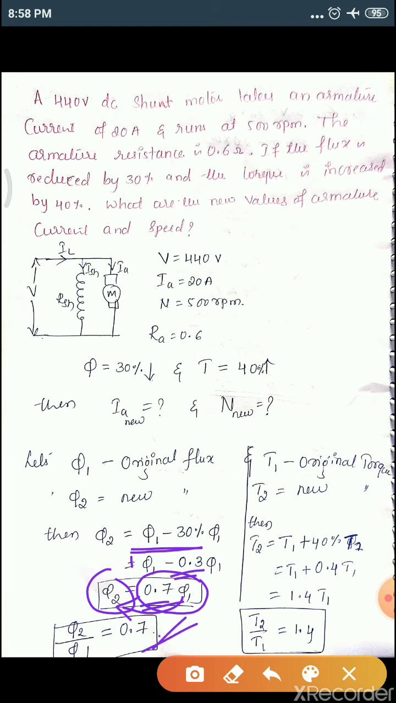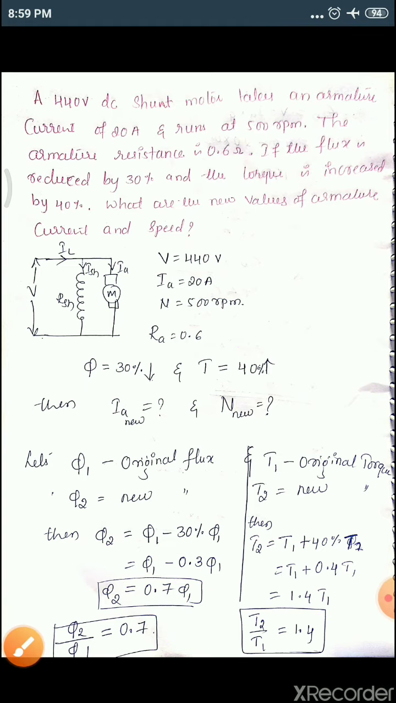Similarly, T1 you take as the original torque, T2 you take as the new torque. Then T2 should be what? It should be increased by 40%, means whatever the original value T1 was, plus 40% of T1, that is 0.4 T1. So it is 1 T1 plus 0.4 T1, which means 1.4 T1. So take this ratio: T2 by T1 will be equal to 1.4.